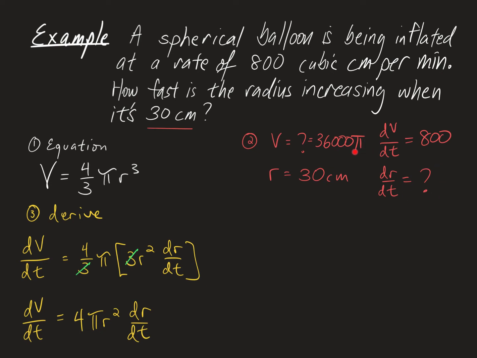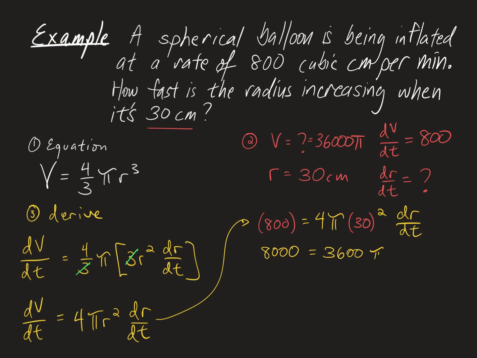Oh, we didn't need V here, but that's okay. We have it in case we need it. Let me substitute those numbers in. There we go. Now I can clean up this right side again. 30 squared is 900, times 4 is 3,600, so we'll have 800 equals 3,600 pi dr/dt.